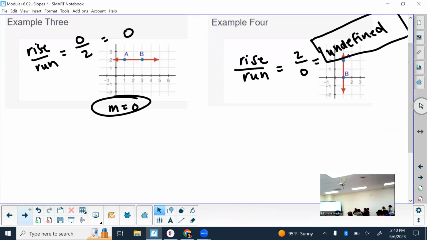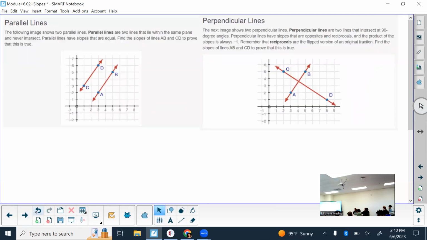Okay. So then, now parallel and perpendicular lines, we've been talking about those quite a bit, but now here's some nice definitions in your notes. So we have parallel lines. They never intersect. Why do they never intersect?